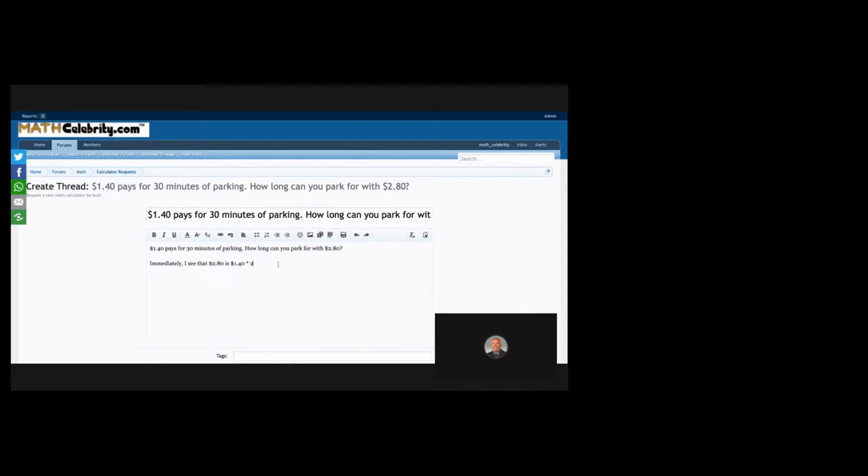So 140 times 2 is 280, which means if 140 pays for 30 minutes of parking, 140 times 2 equals 280, means 280 pays for 30 minutes times 2 equals 60 minutes, or 1 hour, since 60 minutes is also 1 hour. So the key to ripping through this problem quickly is to notice that 280 is 2 times 140. So you double your rate, you double your time of parking. That's it. So in fact, I should probably put that here. Double the rate means double the time you can park. And that's just a little cheat sheet for you.